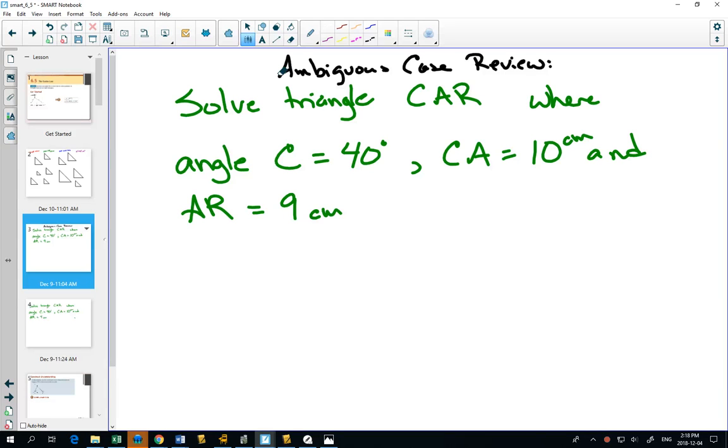So if we draw a triangle, you know that activity we did with the 5 centimeters where you tried to draw as many triangles as possible? I find when you draw these triangles, if you make your triangle with the 40 degrees here, so that would be angle C, and we know that CA is 10, and AR is 9.